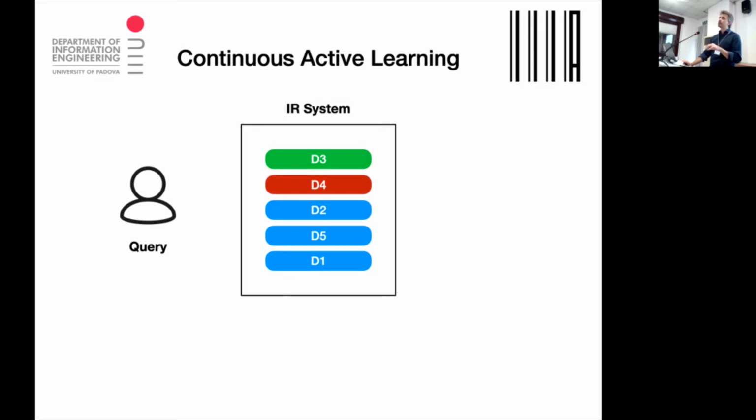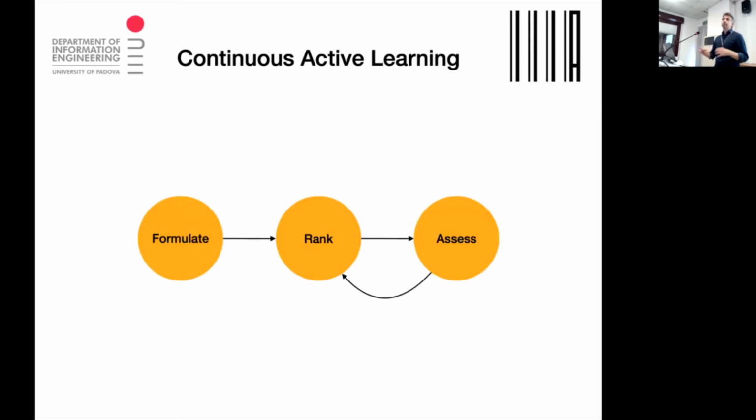In this talk, I will talk about binary relevance feedback. So it's either relevant or non-relevant, but of course you can also use graded relevance. Then you go on and go on. Okay, so that's the main idea.